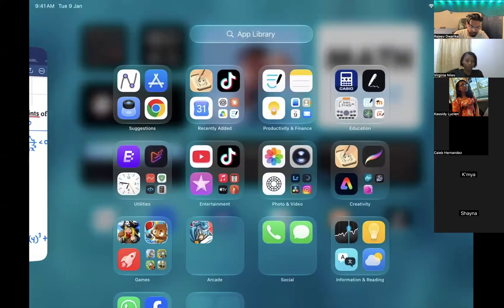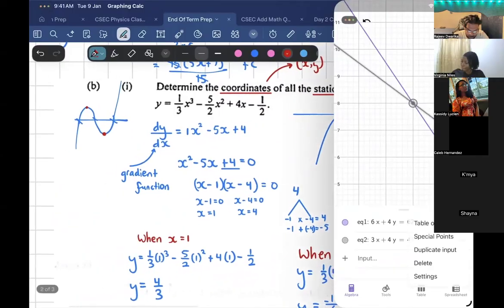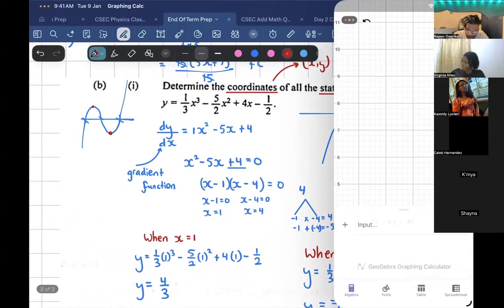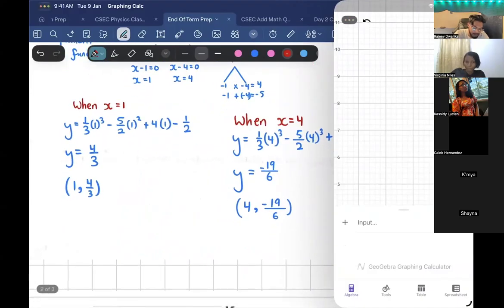Let me see. Let's graph it. I can tell which one is the minimum just by looking at it, so no. Yeah. Ah, never mind. I can't. Cassidy, you see I can't?